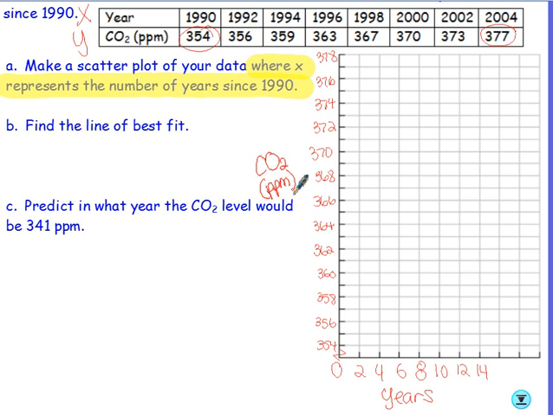So 1990, we need to go to 354. That's this very first spot. 1992, we need to go up to 356. 1994, 359. 1996, 363. 1998 is 367. 2000 is 370. 2002 is 373. And finally 2004 is 377.